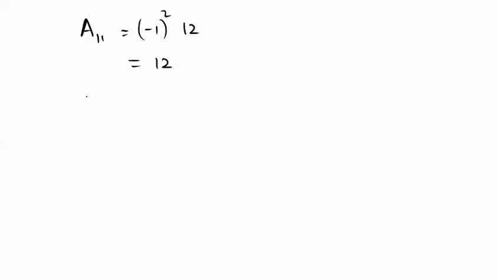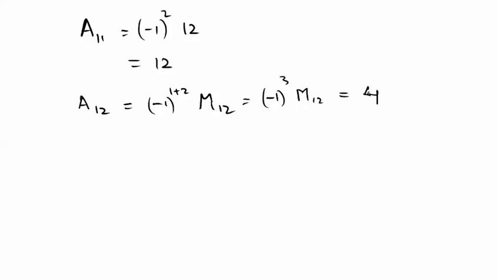Similarly, if you find A12, it will become -1 to the power 1 plus 2 and M12, or you can say -1 to the power 3 and M12. You can find M12 from the matrix and you will find that it comes out to be positive 4. Clear? Got it? So you found the cofactor matrix of A.